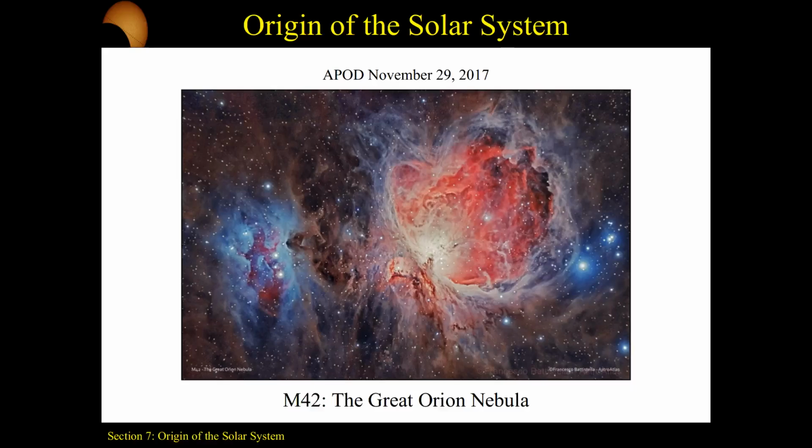Hello and welcome to Section 7, where we'll be discussing the origin of our solar system. And for our picture this time, we're looking at the Great Orion Nebula, where we're going to see regions of gases, dust floating around, and regions of star formation.